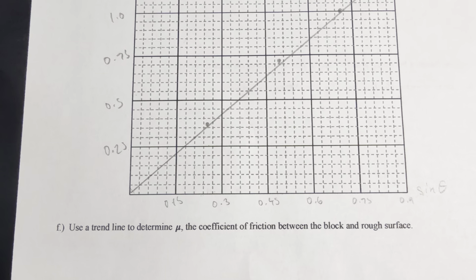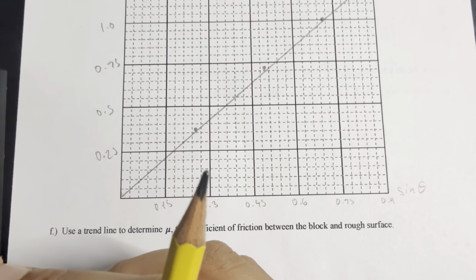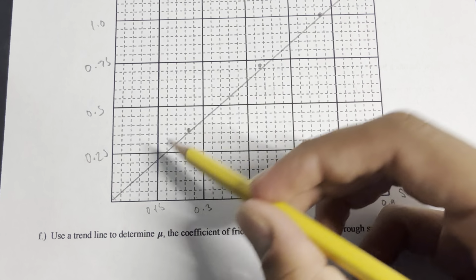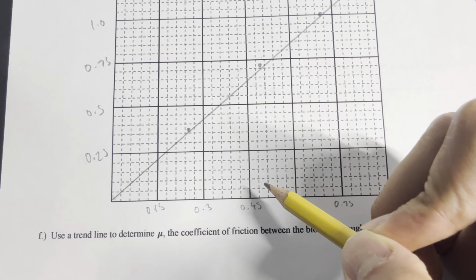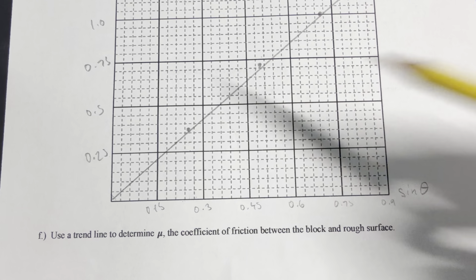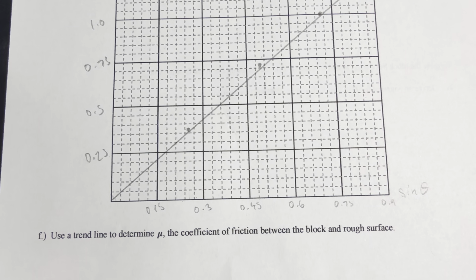So that was not a good trend line. I mean, it's not the worst trend line, at least the points are somewhat close. But if you had a ruler, it's going to be way easier. It's just with a book, you can't really see, I guess. So no worries there. But we're going to use a trend line to now determine mu.